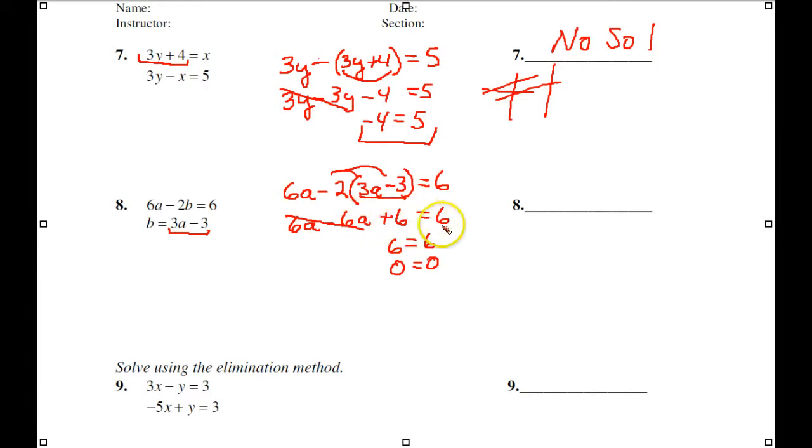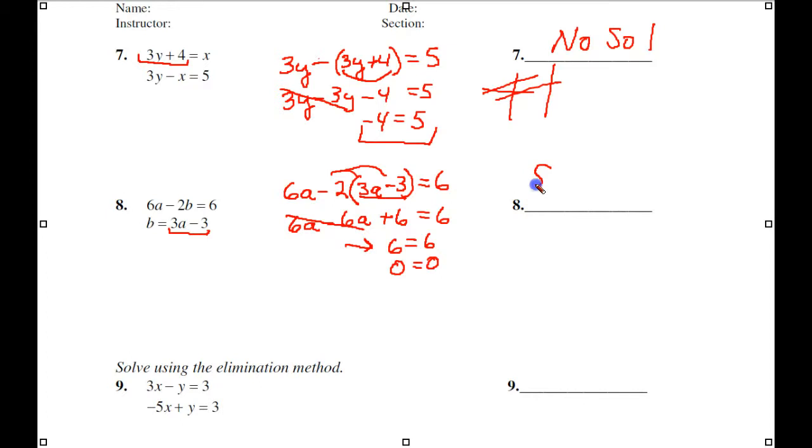Now if I subtracted 6 from both sides, I'd get 0 equals 0. But I could stop here. Is 6 equals 6 a true statement? As is 0 equals 0, by the way. And the answer is yes. When through mathematical means you end up with a true statement, the answer is they're the same line.